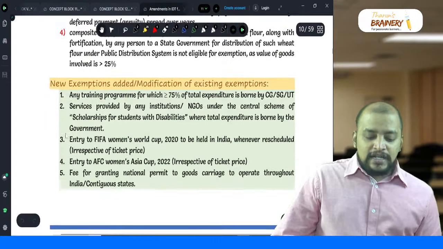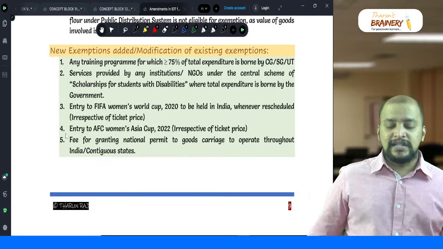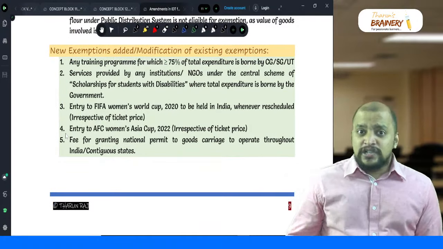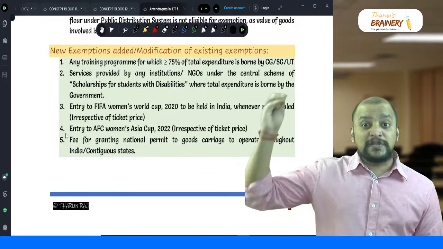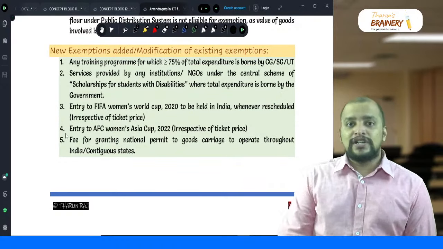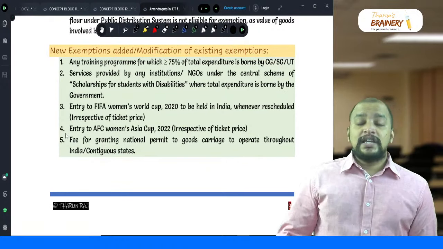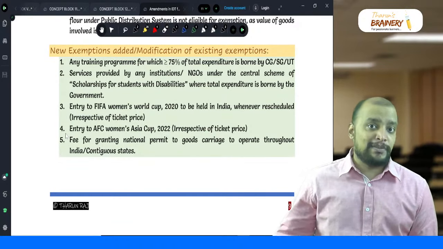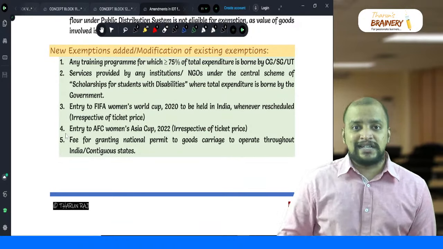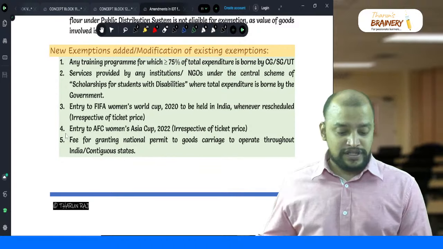Okay. Then new exemptions added or modification of the existing exemptions. Previously any training program provided to government for which entire expenditure is borne by the government was exempted. But now any training program for which greater than or equals to 75% of the expenditure is borne by the government, then the training program is exempted. So from entire expenditure, they brought down to greater than or equals to 75%.